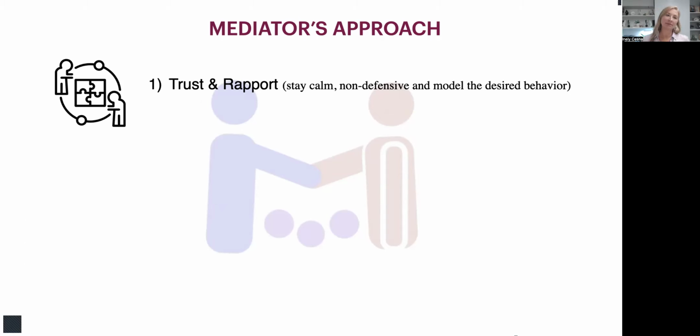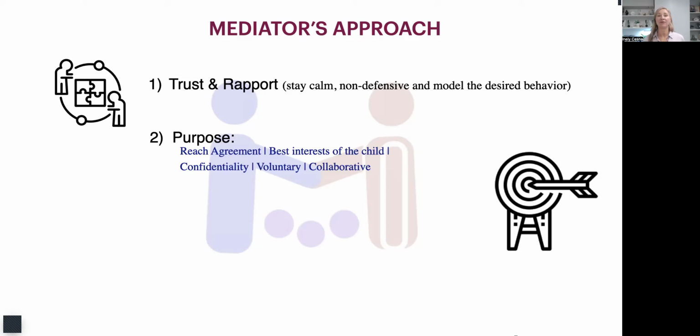So the first, perhaps, and one of the most important things a mediator will do is to create that trust and that rapport. And that happens from the get-go. It happens from the first phone call, from the first contact with the parties, to stay calm, to bring a non-defensive posture, and to model the desired behavior that you're trying to foster for the mediation. So trust and rapport. Second one is to clarify the purpose.